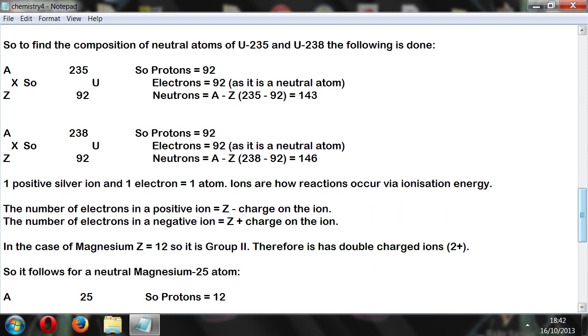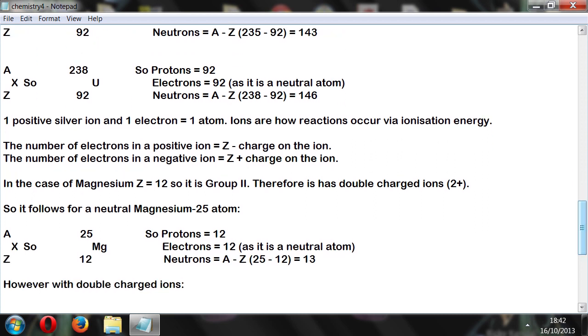In the case of magnesium, the atomic number is 12, so the configuration is 2, 8, 2. That's 2 in the outer shell, so it's group 2. Therefore, when we look at the ions, it's going to be 2+ ions. For a magnesium-25 atom, protons are 12 and electrons in a neutral atom are 12. Neutrons are the mass number minus the atomic number: 25 minus 12 is 13. So 12, 12, 13 for the neutral atom.